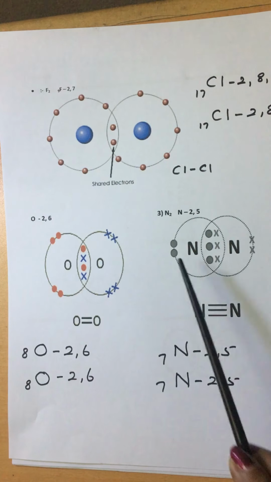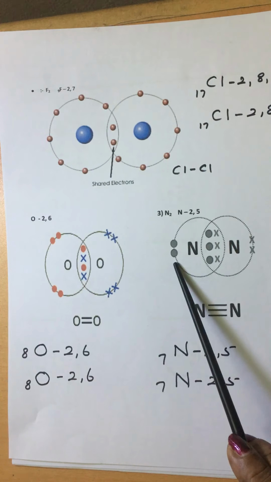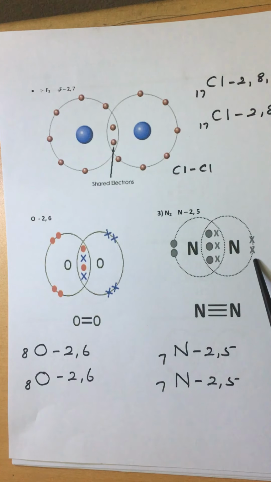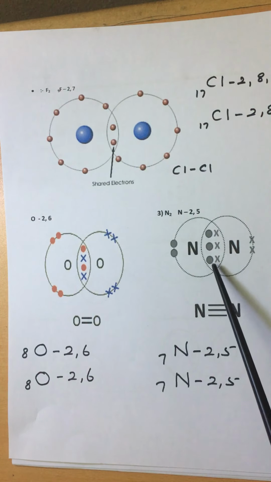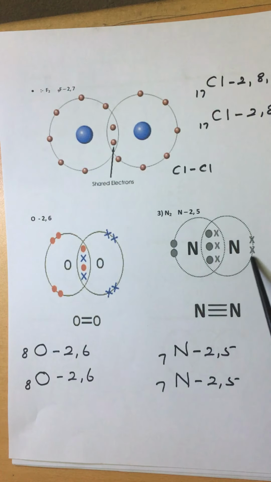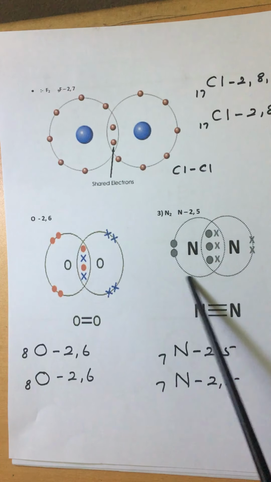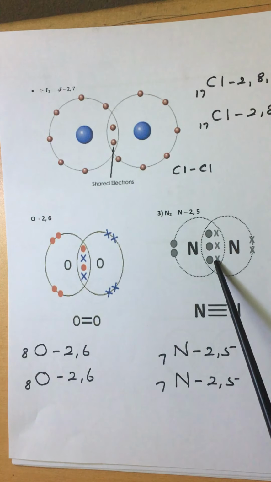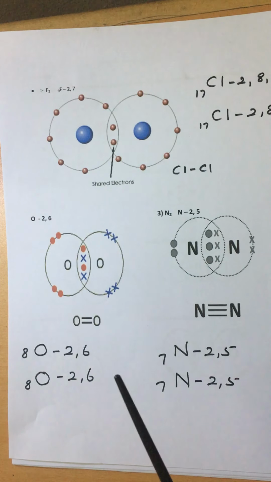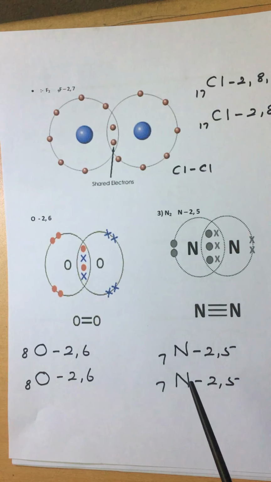So out of 5, 2 outside. Nitrogen has only 5 electrons in the valence shell, 3 electrons sharing, 2 outside. Here also, this nitrogen, out of 5, 3 sharing, 2 outside. So 3 pairs of electrons are shared by 2 nitrogen atoms. So here how many electrons are here? 8. Here also 8. So the 3 pairs of electrons are sharing. So we have to write 3 lines between the nitrogen atoms. So this is the structure.